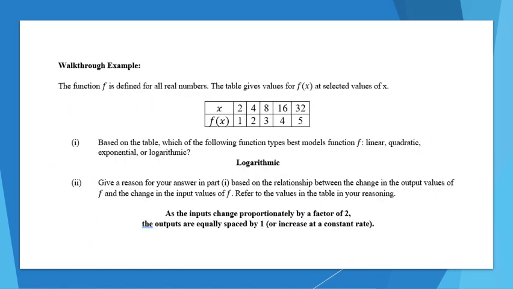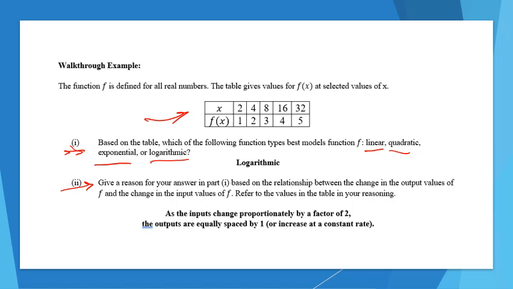All right, so this question will return. This is the final time that you will see this question. It's where I give you a table. For those of you that were here last semester, you've seen this, you've had lots of experience with this. The function f is defined for all real numbers. The table gives values for function f at selected values of x. And then it's a two-part question. Part 1, based on the table, which of the following function types best models this function: linear, quadratic, exponential, or logarithmic? And then part 2, give a reason for your answer based on the change in the outputs and the change in the inputs. Refer to the table in your reasoning.